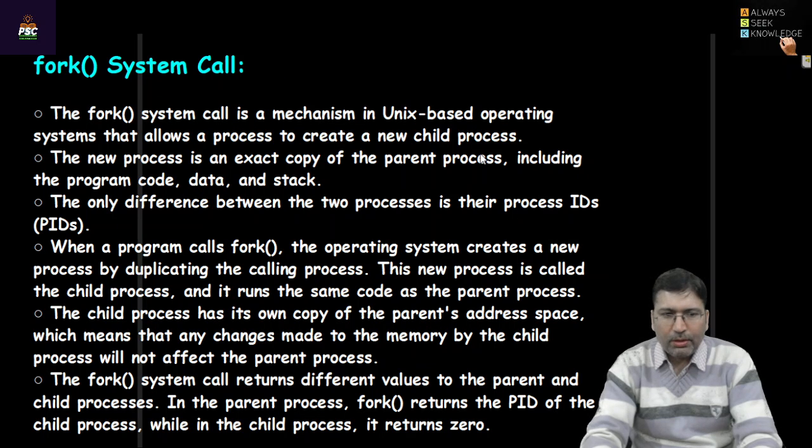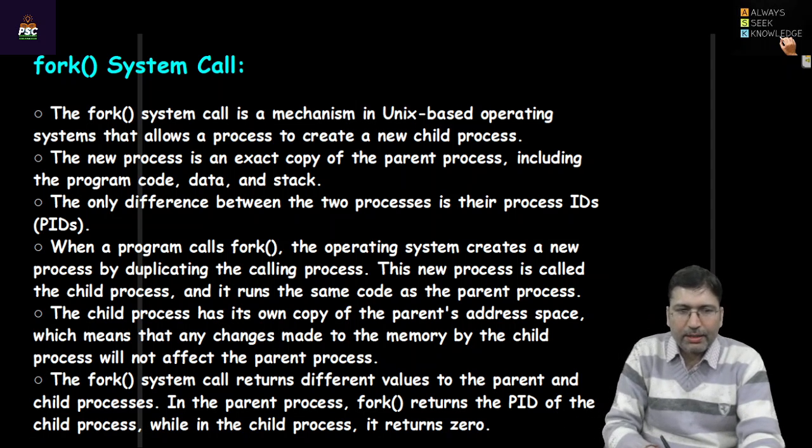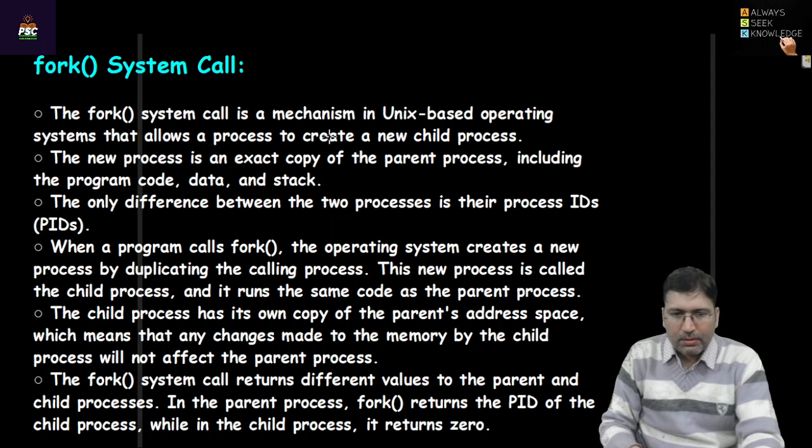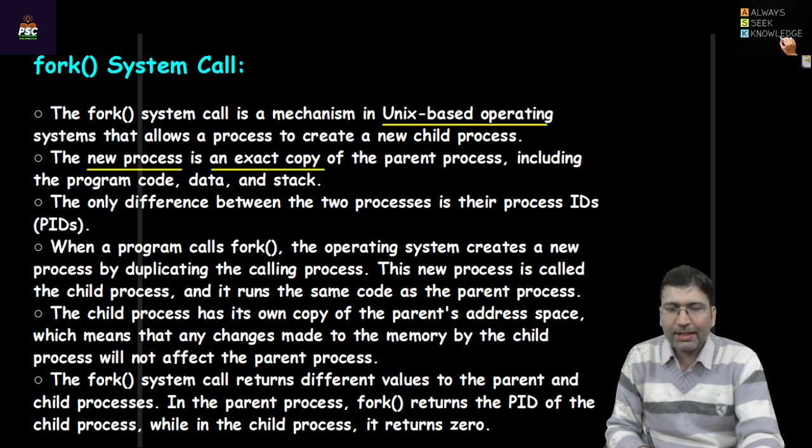So let's discuss the very important system call, that is fork. What is the fork system call? Fork system call is generally available, or you can say supported, by Unix based operating systems, like Linux or Unix based operating systems. They support the fork system call, and it creates an exact copy of the running process. So a new process will be created which will be an exact copy of the parent process. This copy will include some things: it will copy the program code of the parent, it will copy the data as well as the stack.